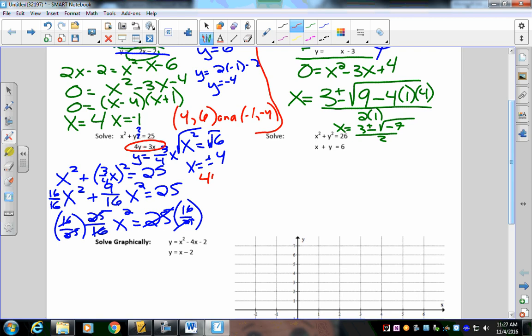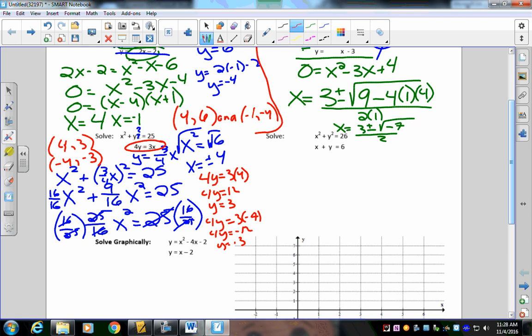So 4y equals 3 times the positive 4, or 4y equals 12. So y equals 3. And then 4y equals 3 times a negative 4. So 4y equals a negative 12, y equals negative 3. Okay, so my 2 points are, I'll write them over here because I'm running out of room, (4, 3) and (-4, -3). Good.